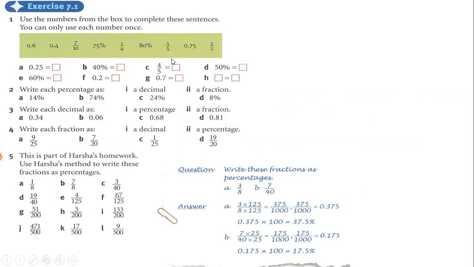Like here he said, if I convert this, let's suppose 4 by 5. So first of all, what I did, I just multiply this number by 2 and multiply this number by 2 to make the denominator 10. Okay, so this one is 8, this one is 10.